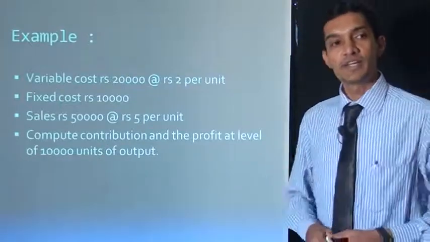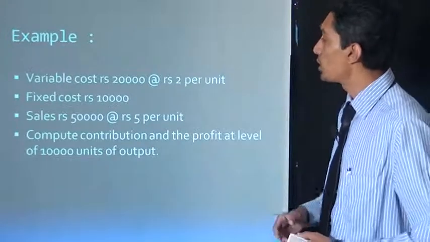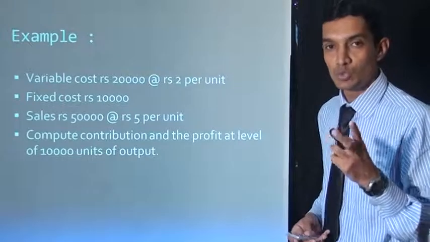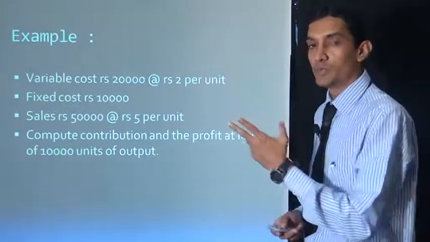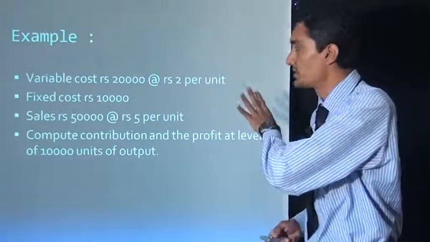Now we take a practical example of CVP analysis. Variable cost is rupees 20,000 at rupees 2 per unit. So it is 2 rupees per unit, 20,000 rupees, and the sales unit is 10,000.